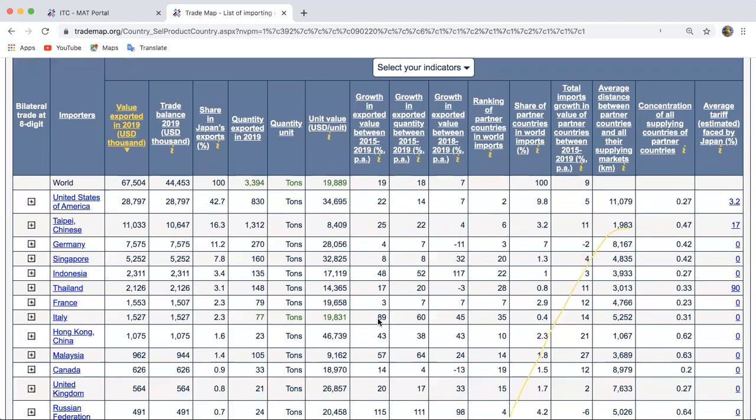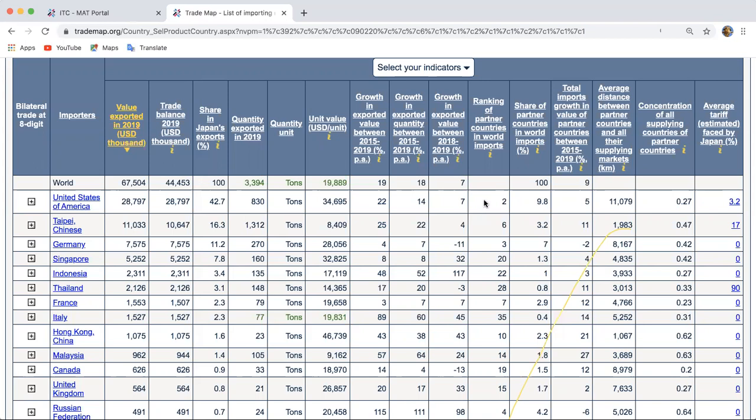For example, Italy is growing at 89% in value, 60% in quantity, and 45%, even though also lower, still 45% in the last 2 years. So there are many big importers which are actually doing very well, where Japan's green tea is doing very well.